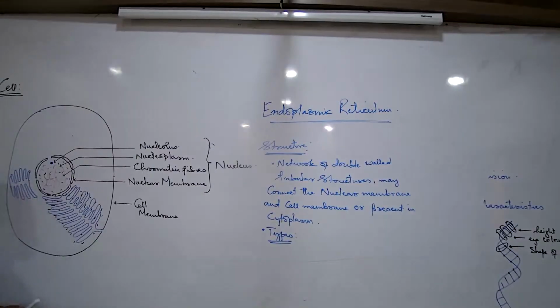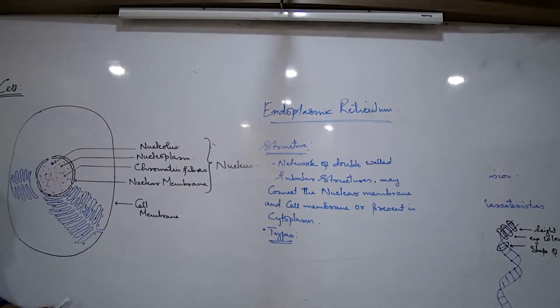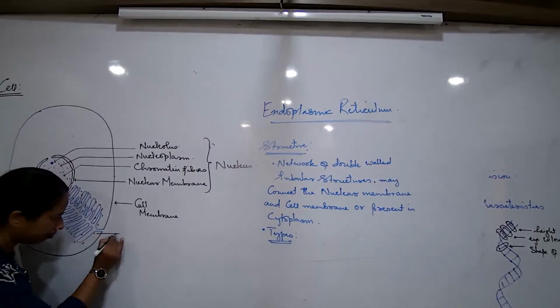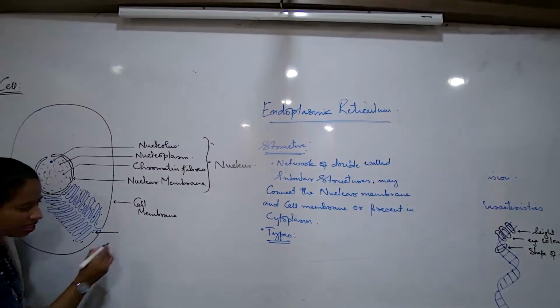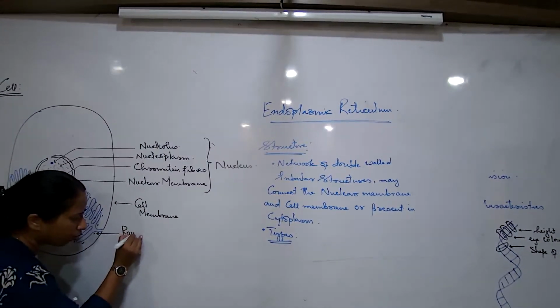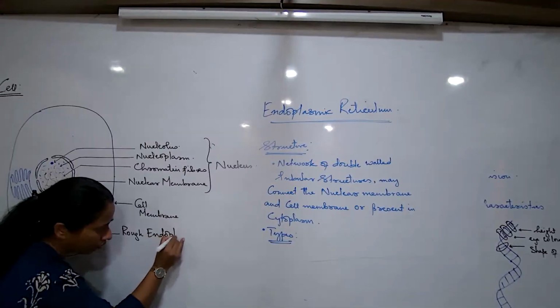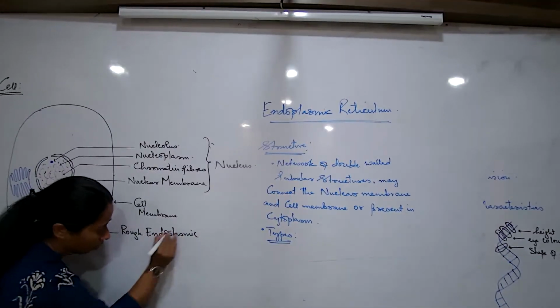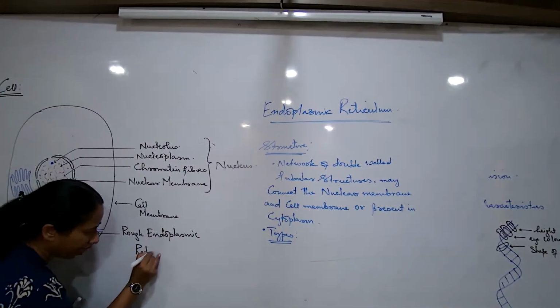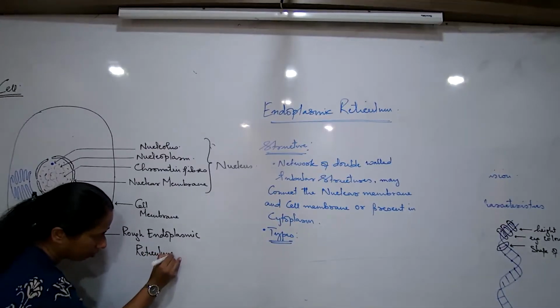One type of endoplasmic reticulum, I see there are granular structures all over. So what is this endoplasmic reticulum known as? This endoplasmic reticulum will be known as rough endoplasmic reticulum.